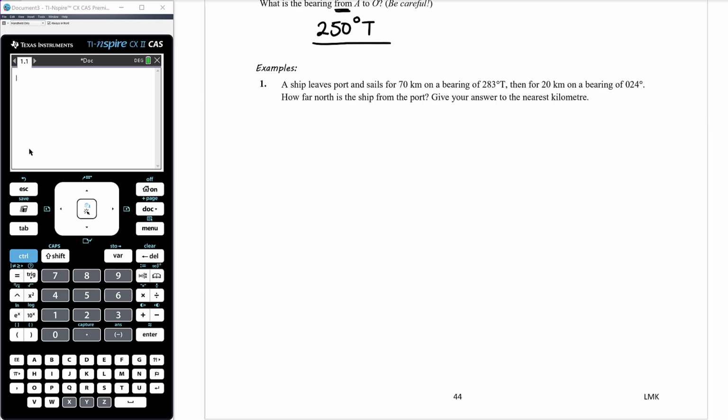All right, so we leave port. Let's put port over here, given the direction we have to go. If that's horizontal there, we're going sort of out this way for 70 kilometres. So that's north. That angle all the way around there is 283 degrees, and we do that for 70. Then from this point, now facing north from here, and then turning clockwise by 24 degrees. So this is 24 degrees, and we do that for 20 kilometres.